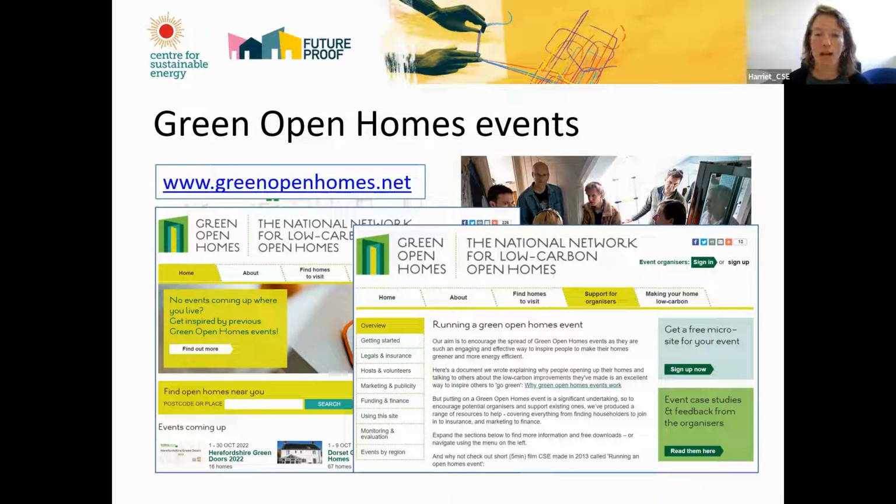On this website, we also have lots of guidance documents for you if you are thinking of running a Green Open Homes event, just to help you think through the different steps of running an event, how you might identify householders, maybe if you need to think about things like insurance. So there's lots of guidance on that website if you do want to think about setting up a Green Open Homes event.